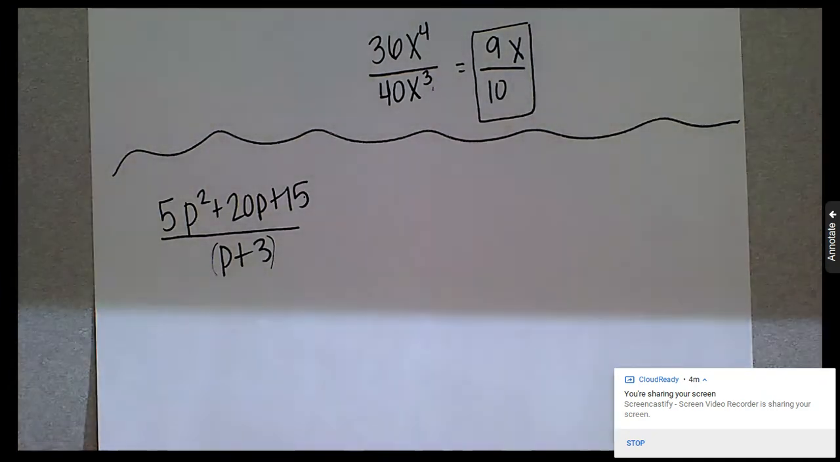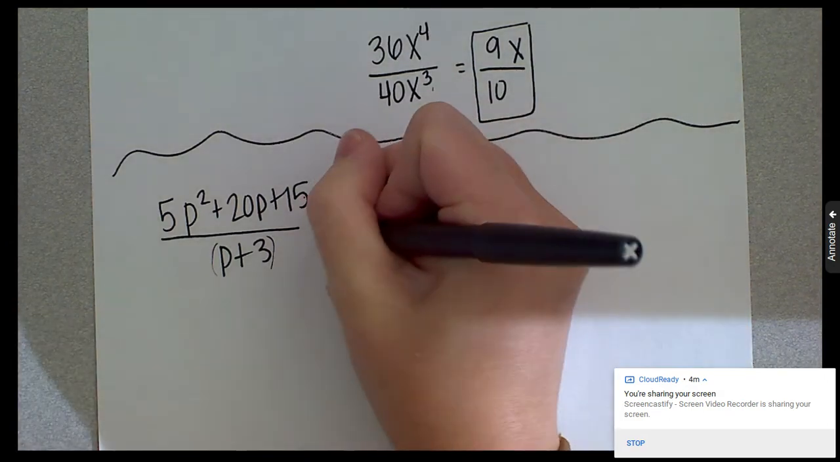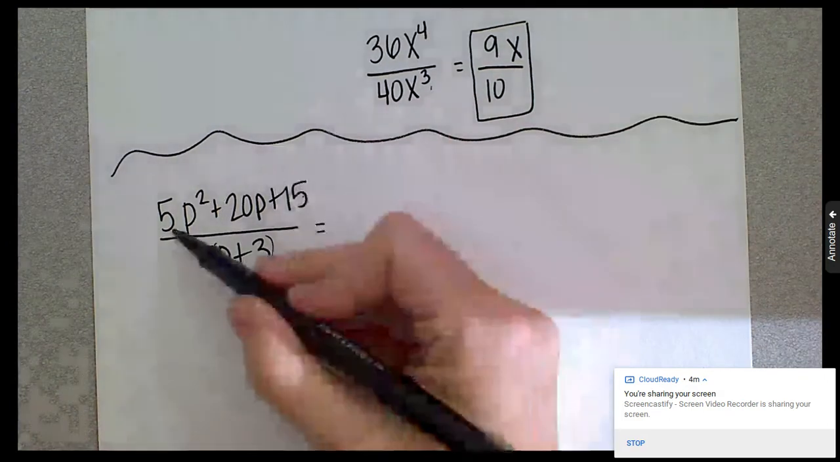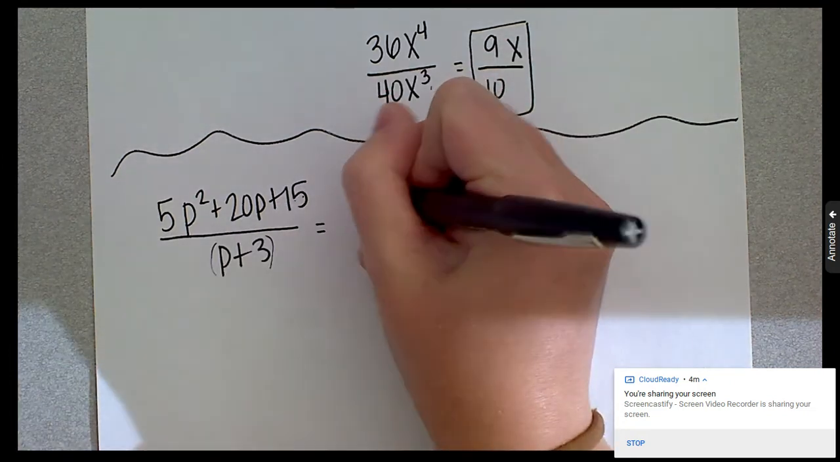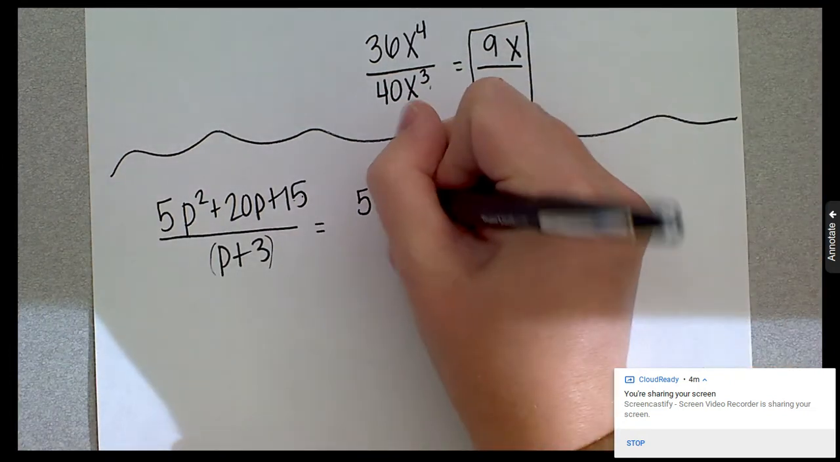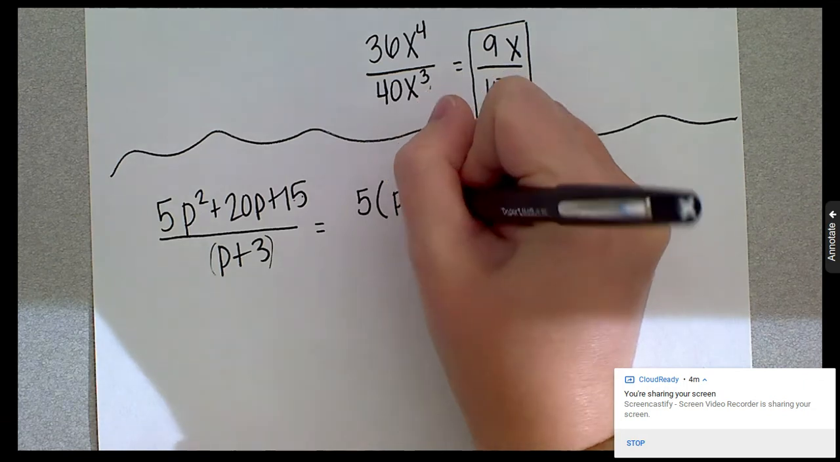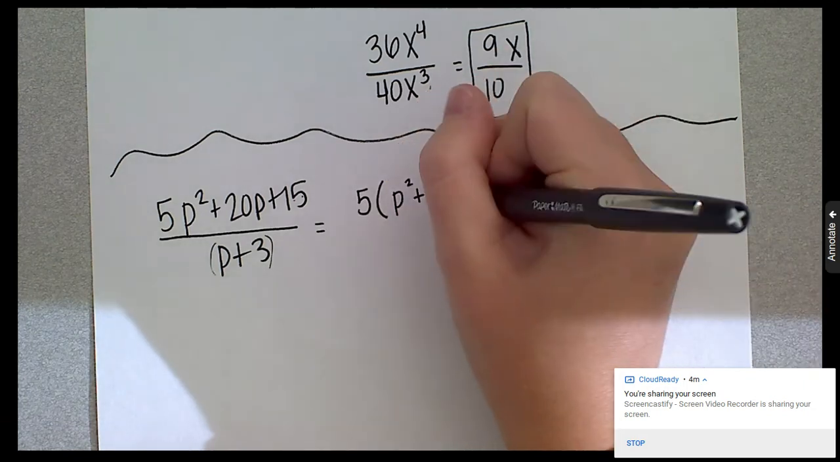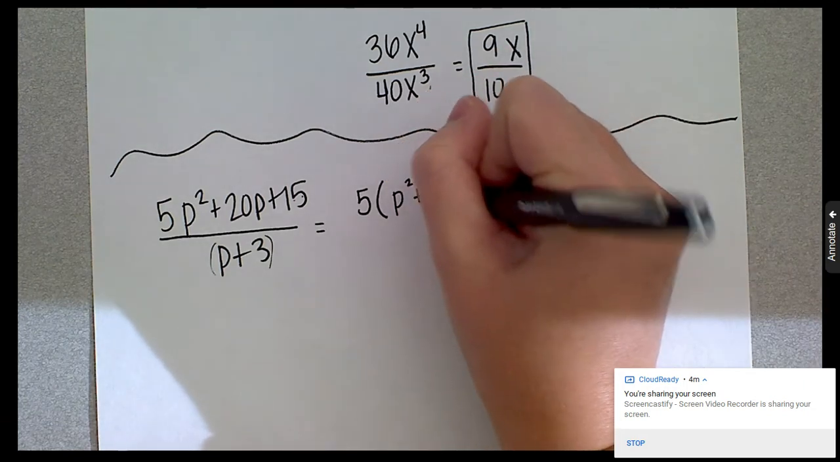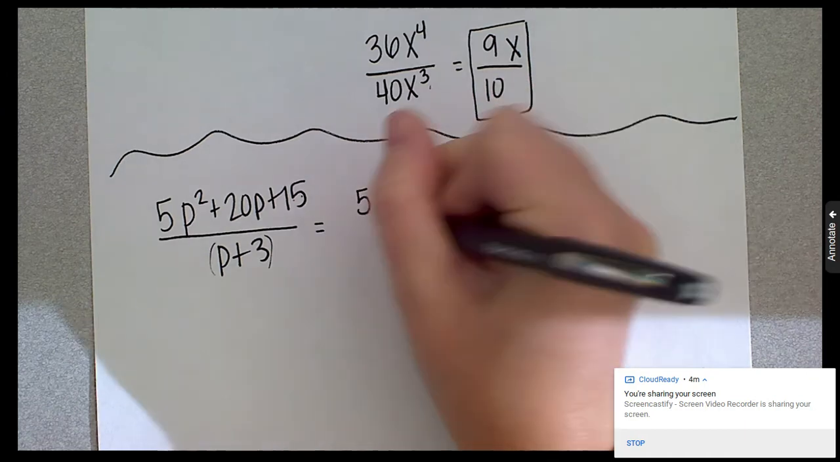What we can do is say, well, if I look at that numerator, I think that's factorable. So let's factor that and then just see what happens as we go. Before I get into splitting it up, I do notice that there is a GCF, so I'm going to take that out first. So I have 5, and then that's p squared plus 4p plus 3.